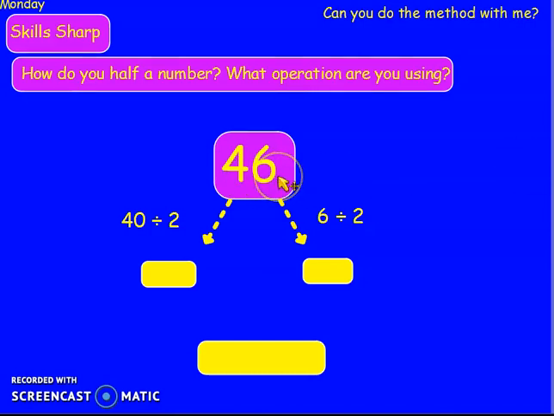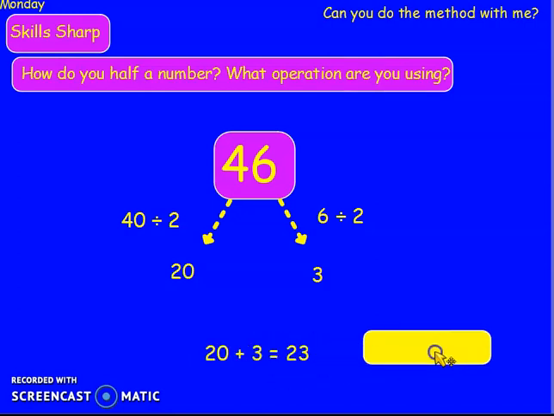So we've got 40 and 6. We can say, what's 6 divided by 2? Or what's half of 6? And that gives us 3. And then we've got 40. What's 40 divided by 2? What's half of 40? 20. So we're left with 20 and 3. What do we need to do to find the answer? That's right, we need to add them together. 20 add 3 equals 23. So half of 46 equals 23.